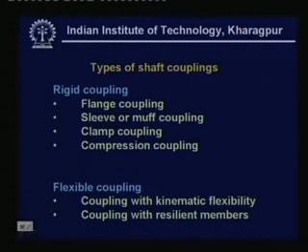Then compression coupling. Flexible couplings are of two types. One is coupling with kinematic flexibility, that is, we insert certain members which undergo rigid body translation or rotation, but that gives a little bit of resilience or flexibility in the overall joint. The second type is coupling with resilient members. Here we introduce some members which have flexibility. So, this is inherently a flexible coupling. We are going to discuss in this lecture the principal types of rigid coupling.